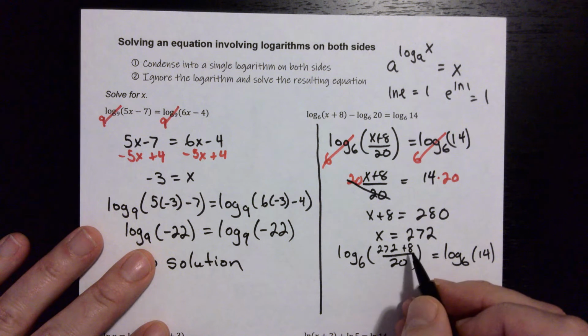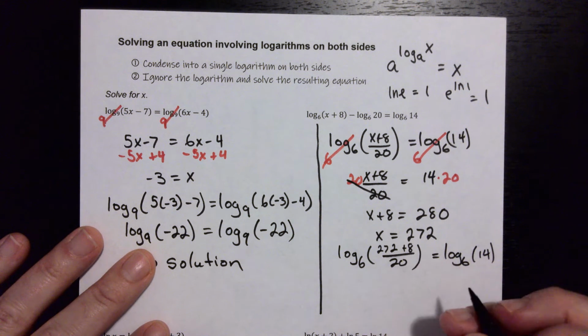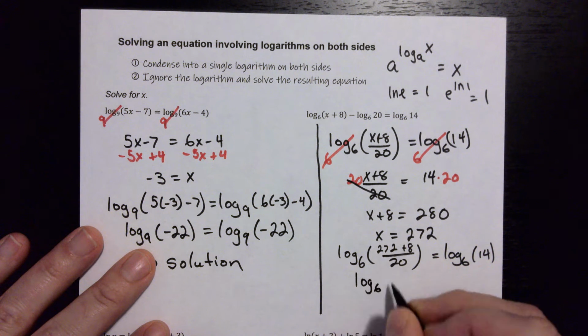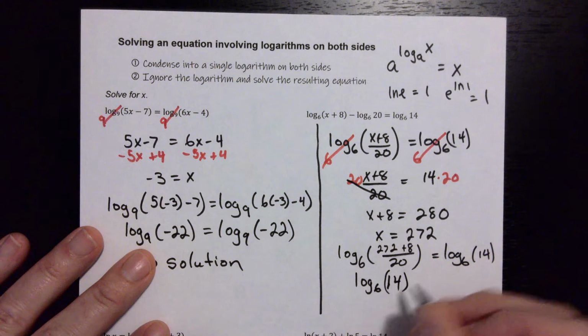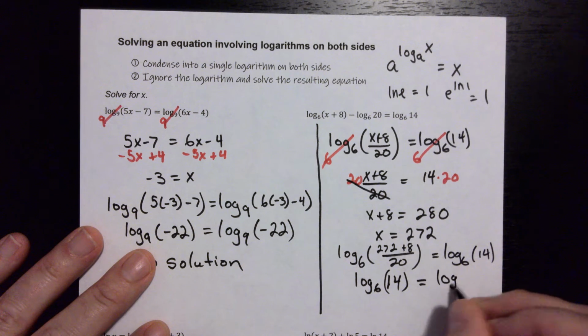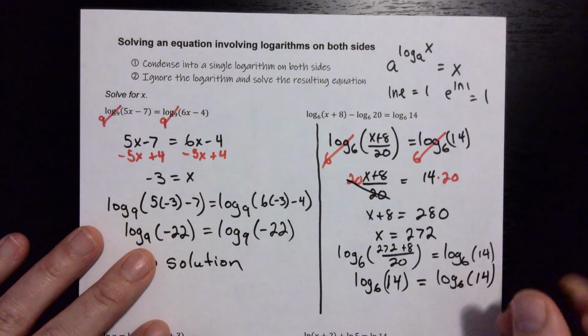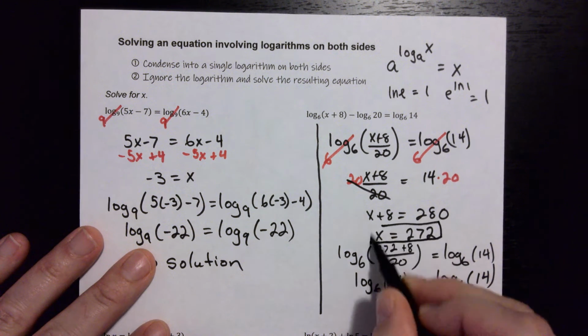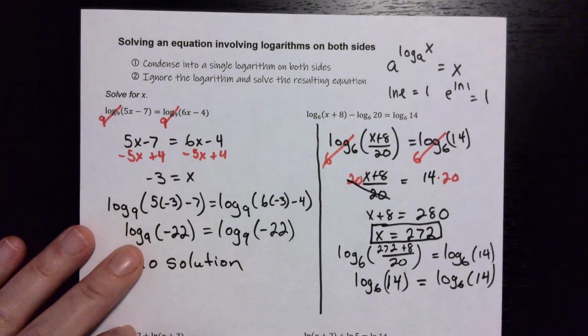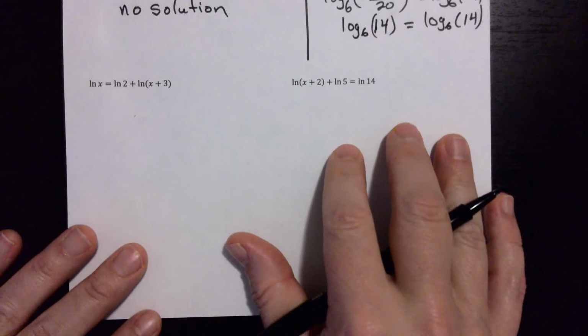So this 272 plus 8 becomes 280, and 280 divided by 20 is 14. So we get log base 6 of 14 on both sides. So this is a good solution. x equals 272 is a good solution for us. Okay, let's do a couple more.